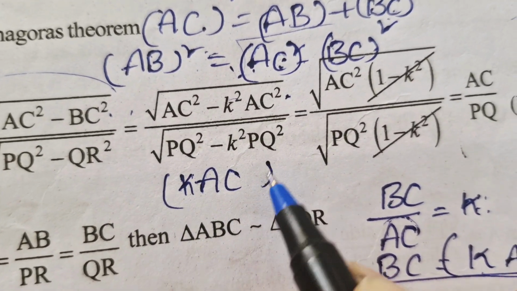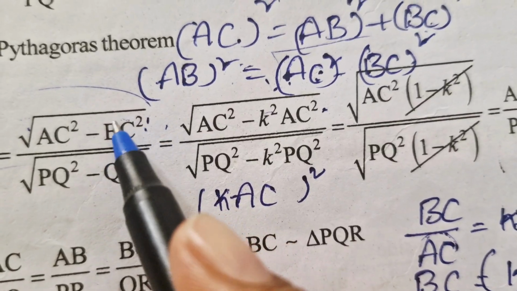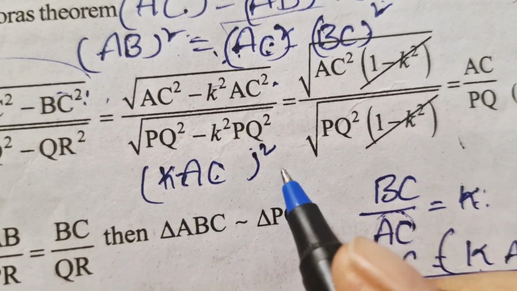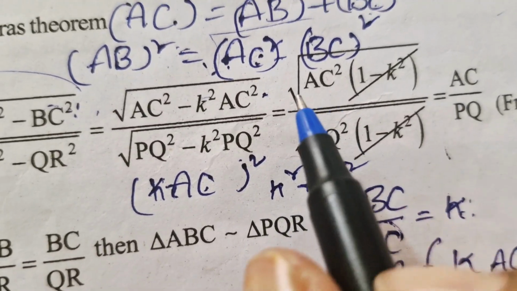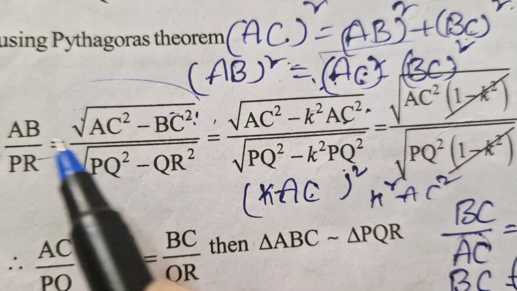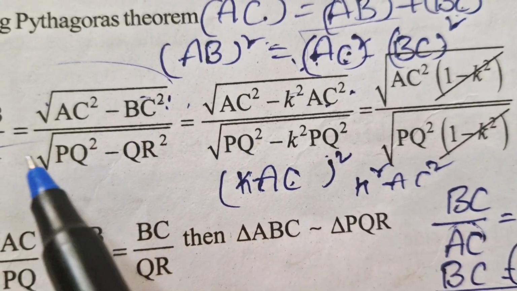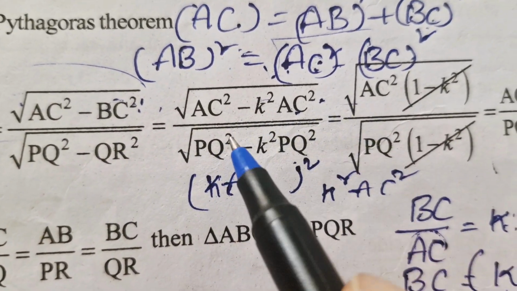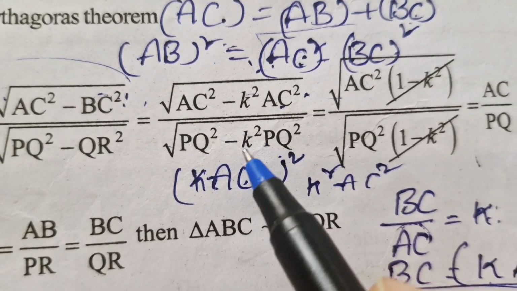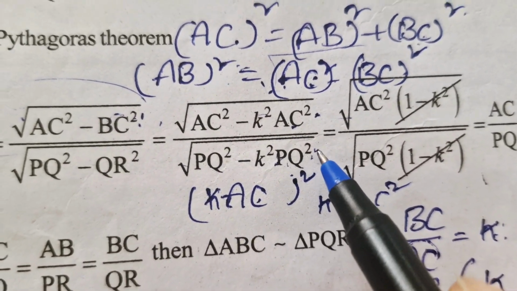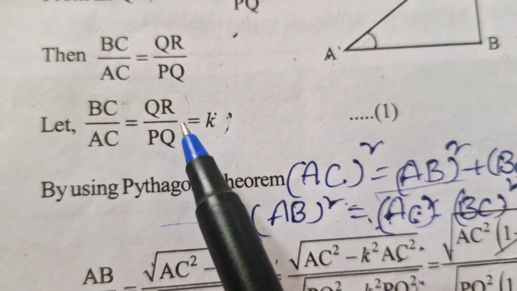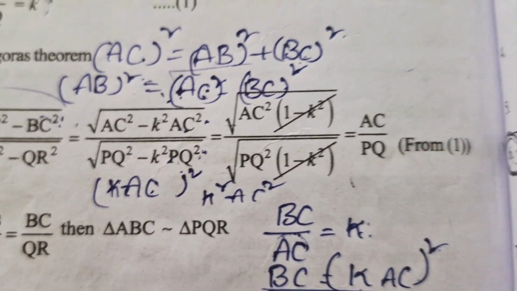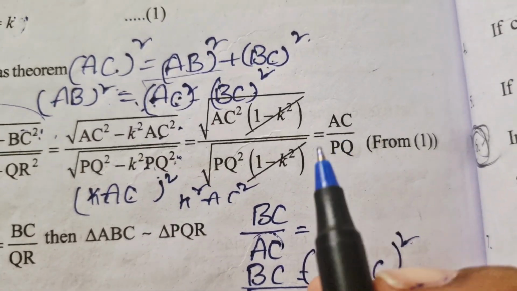Since the square is there, we are applying BC = K·AC. The square comes here, so K square AC square. As you can see, it also runs with root over PQ square minus QR square. So root over PQ square minus K square PQ square, because QR by PQ is equal to K. I hope you won't get confused in this.